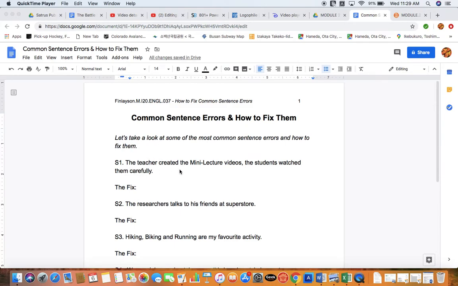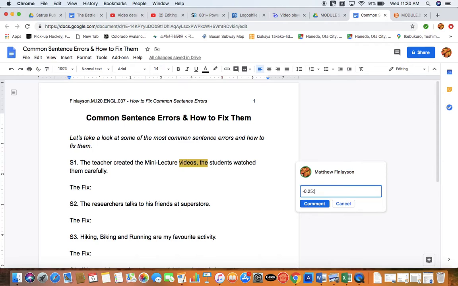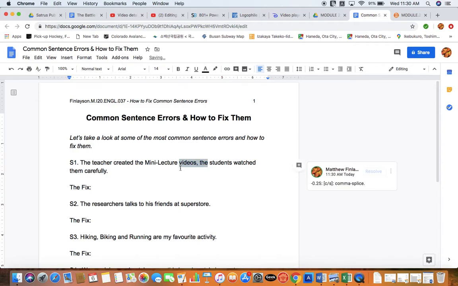Sentence one: The teacher created mini lecture videos, comma, the students watched them carefully. All right. Any suggestions? What is the error? If you said comma splice, you are correct. In my notes, if I was indicating an error here, I would write, boom, good old comma splice. Comma splices are one of the most common writing errors. As we know, you cannot join two complete clauses together with just a comma. You need some other type of linking element there to help you.